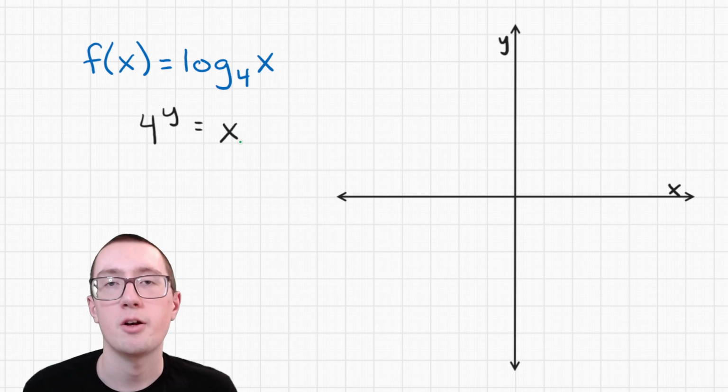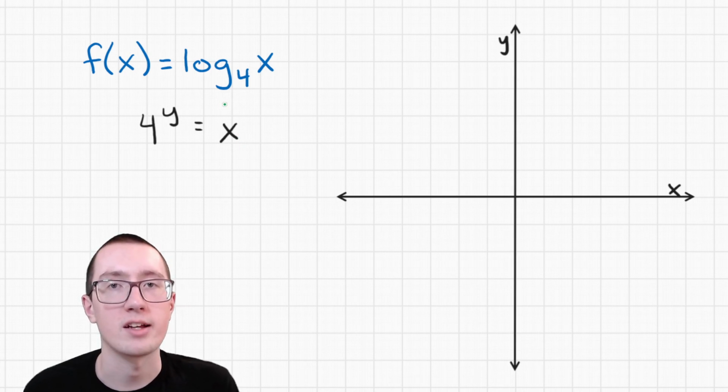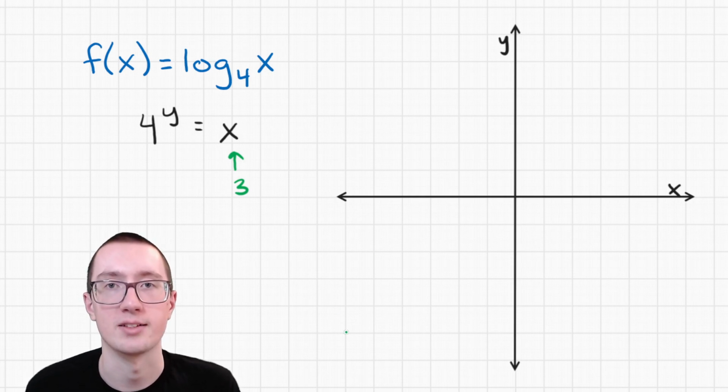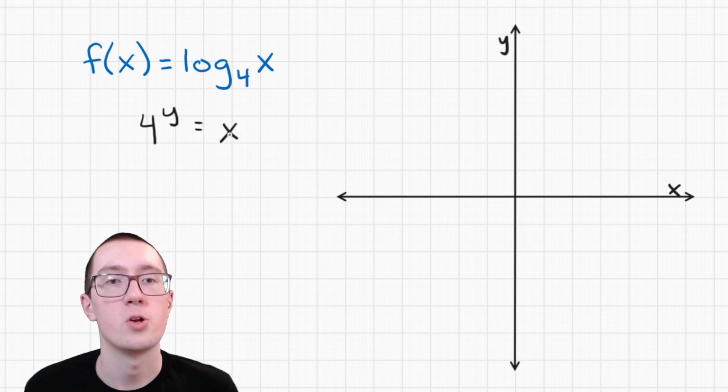But just putting in any numbers all willy-nilly isn't going to be that useful because, for example, if you were to put in 3 for x, how are you supposed to know what exponent to put on 4 to get 3 without doing some calculator shenanigans? Well, with logarithms, there's actually a really nice trick that you can use to know what points you should put in every single time.